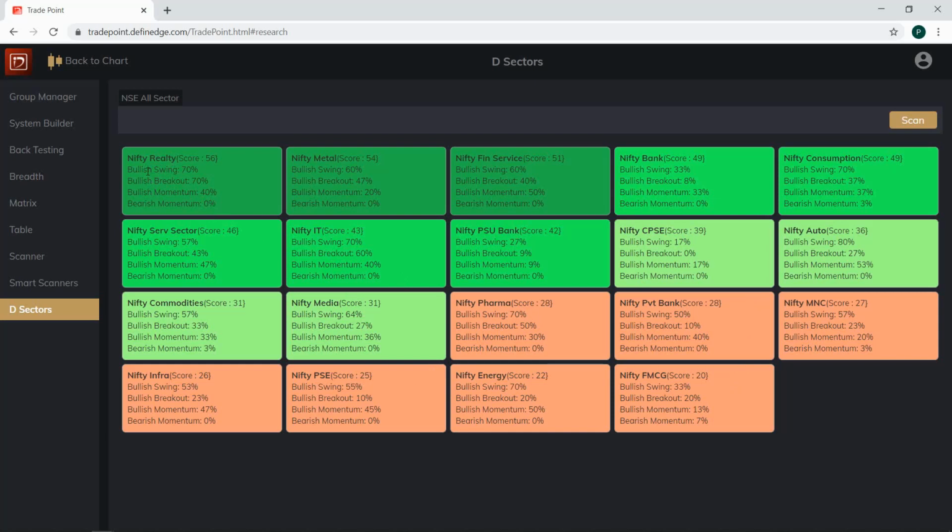With this you can also see those breadth numbers. For example, how many stocks in that particular group are in bullish swing, how many are in bullish breakout, how many stocks are in bullish momentum, and how many stocks are in bearish momentum. All these things you can see at a glance for every sector. You can just run it at the end of the day, and you get to know what is happening in every sector.